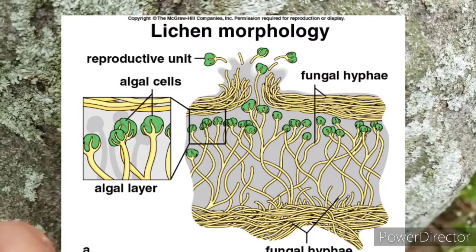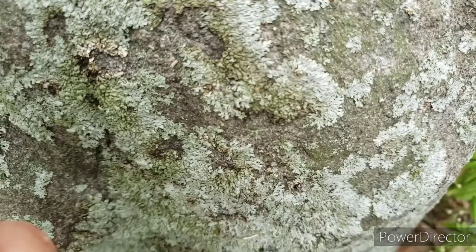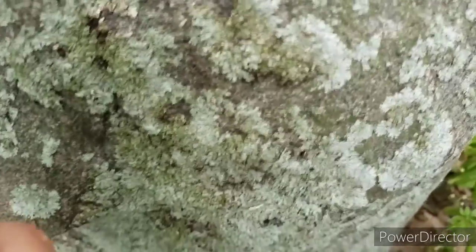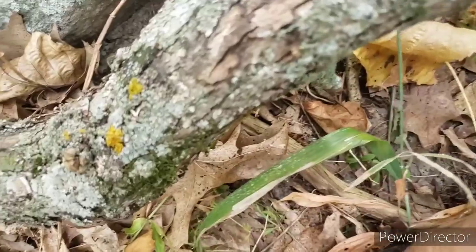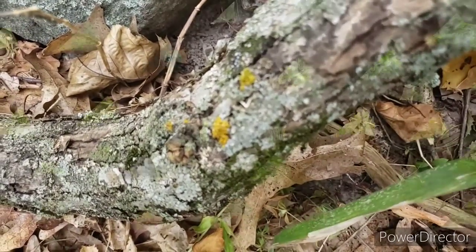So lichen is actually 2 species. It is a fungus and an algae which lives symbiotically and does photosynthesis. Lichen can also grow on trees. So here's a branch, and we can see a couple different species of lichen in different colors.